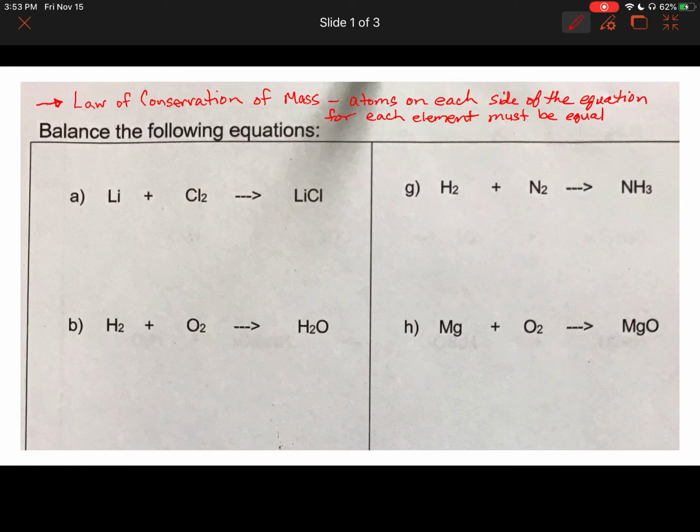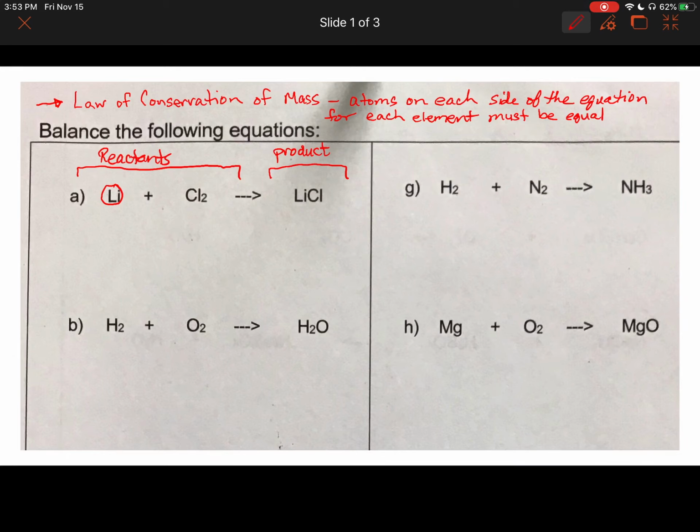So if I have lithium here, I have to have the same number of lithium atoms on this side of the equation, which on the left side of the equation represents my reactants, as I have on the right side, which in this case is just a single product. There can be one, there can be more.